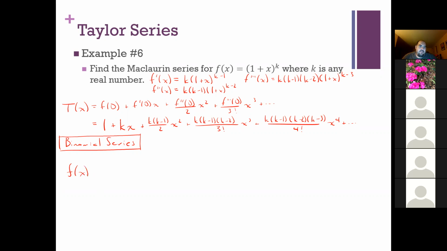F of x is equal to 1 plus x raised to the k, which is equal to this infinite series, 1 plus kx plus k times k minus 1 over 2 x squared plus k times k minus 1... Any questions there? So now that we have this, let's take a couple of examples and apply it.